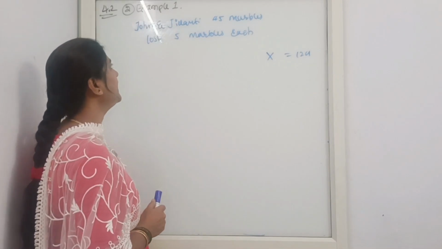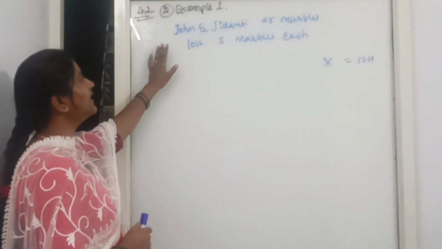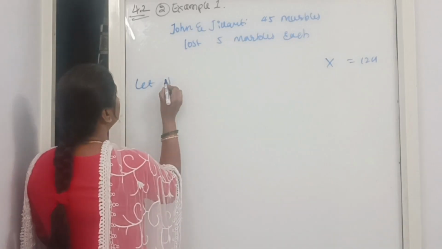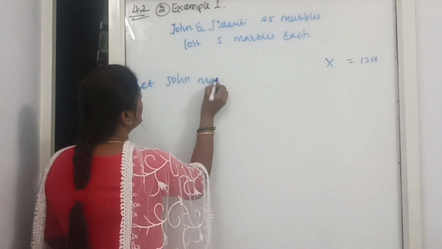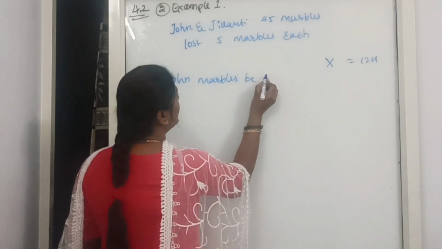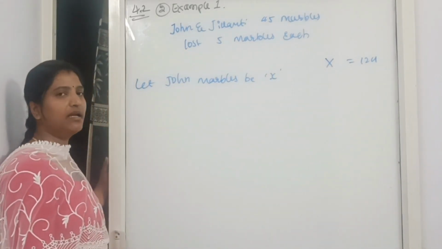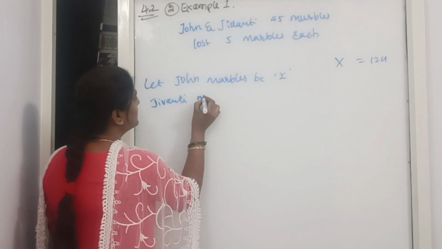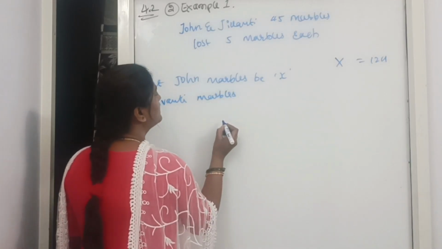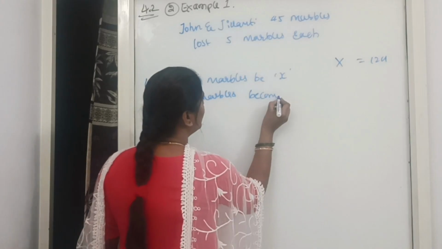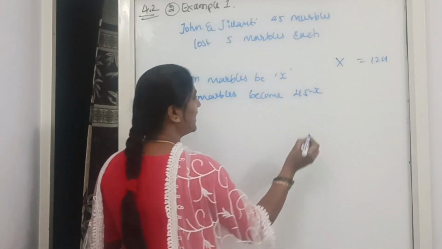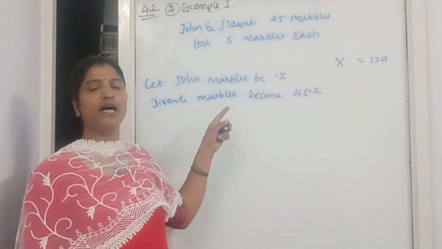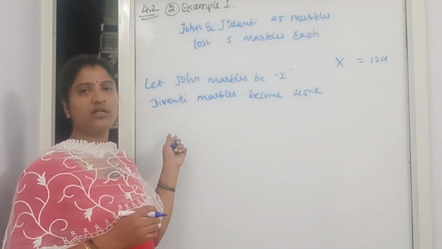So we need to consider, here they gave that both of them have 45 marbles. That means you can let John's marbles be X. If John's marbles is X, then Jivanti's marbles become 45 minus X. Why 45 minus X? Total marbles with them are 45. If John's marbles is X, then Jivanti has 45 minus X, right?